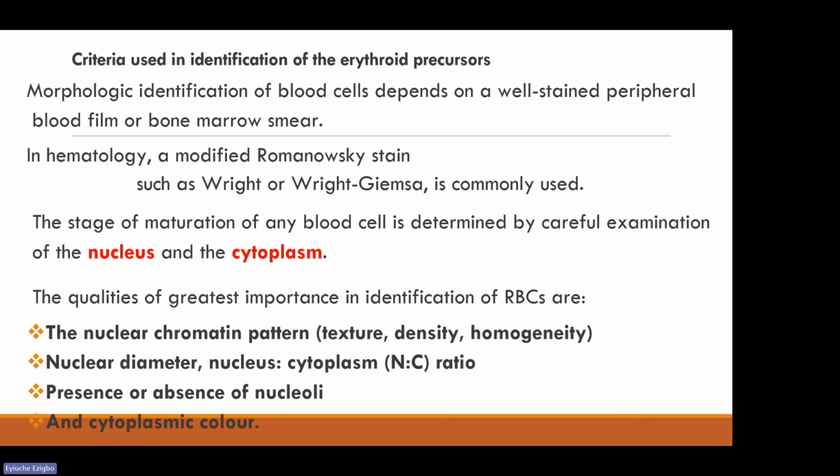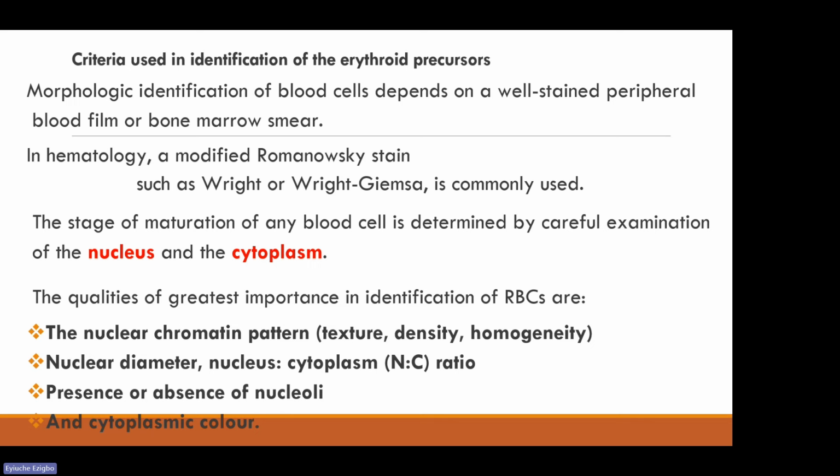Some of the qualities of greatest importance we use in the identification of these cells include the nuclear chromatin pattern. That is, when you look at the nucleus, how is the pattern of the chromatin? Look at the texture, how is the density, how is the homogeneity. You understand these things more by practice. We also look at the nuclear diameter. The nucleus and cytoplasm, what is the ratio? Which one is bigger? We also look at the nucleus to cytoplasm ratio. Then we also look at the presence or absence of nucleoli. These are some of the characteristics we use to identify red blood cells.